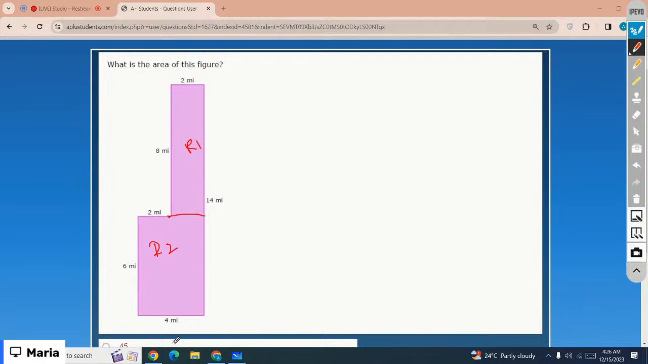rectangle 2, right? So this rectangle has the measurement 6 times 4, that is 24. And this rectangle has the measurements 8 times 2, that is 16. So you need to calculate the total area. So you need to add the area of both the rectangles. Their areas you need to add, right?